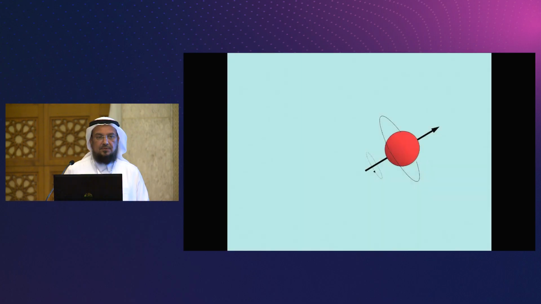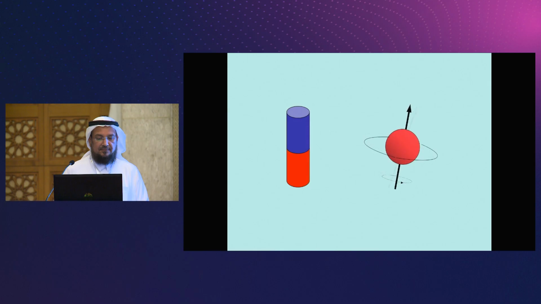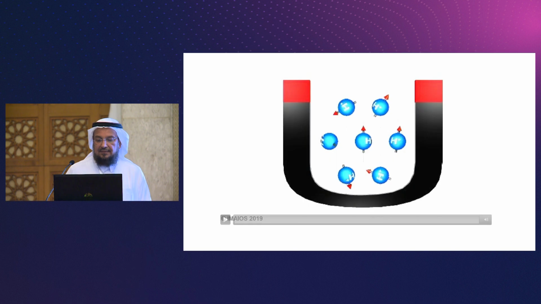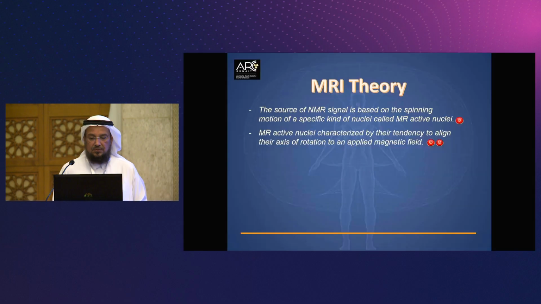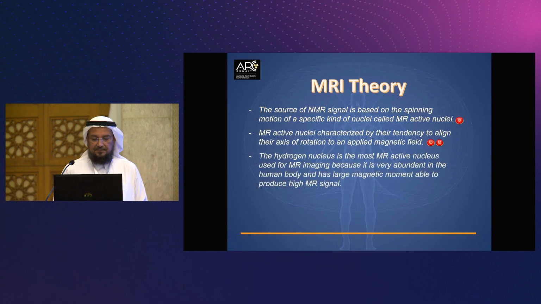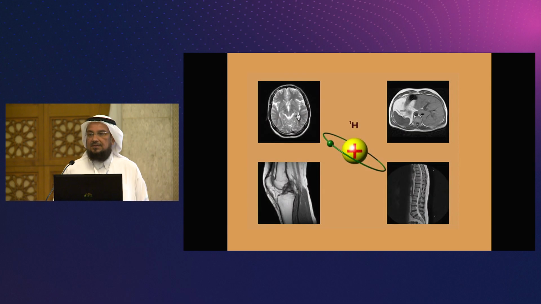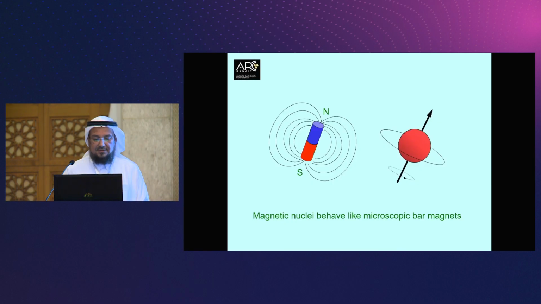It means that when you put those kinds of protons inside a strong magnetic field, they will align with that magnetic field. Not all nuclei have this tendency, but some of them, which we call MR-active nuclei, do, and hydrogen is one of the most common examples. Hydrogen is the most used nucleus in medical imaging because it is abundant in our body. Because it has a single proton, it is very sensitive to the magnetic field, and it will act as a small magnet.